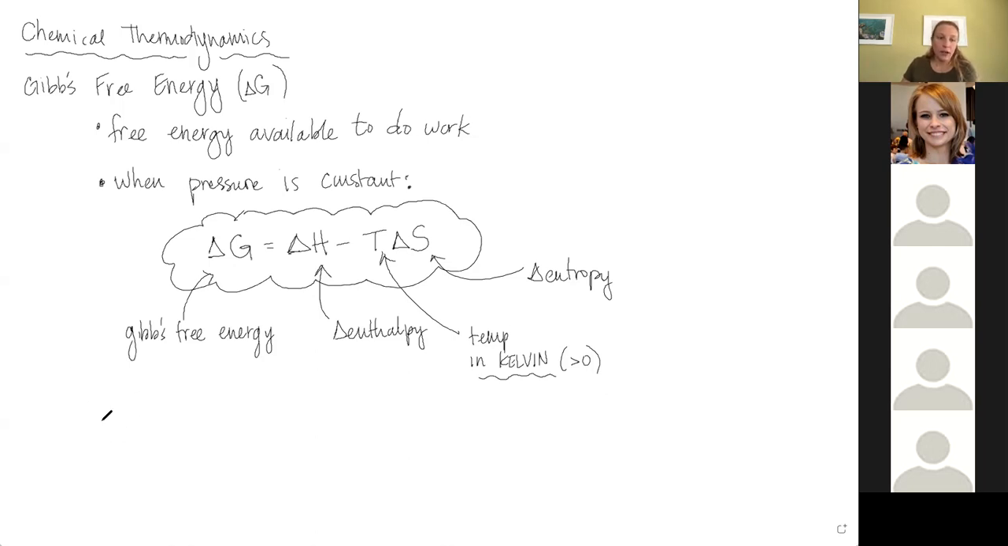All right. So when delta G is positive, we call this endergonic, or non-spontaneous.